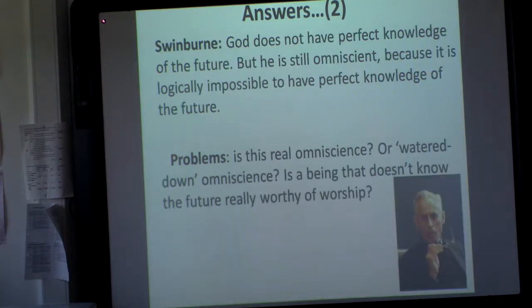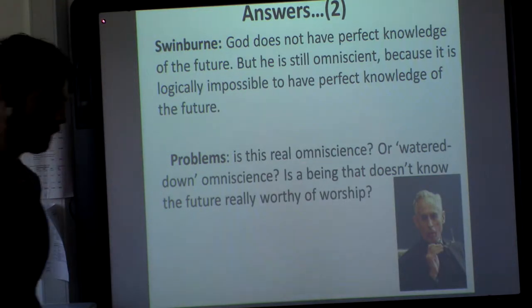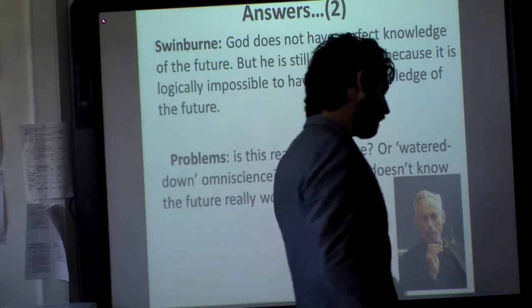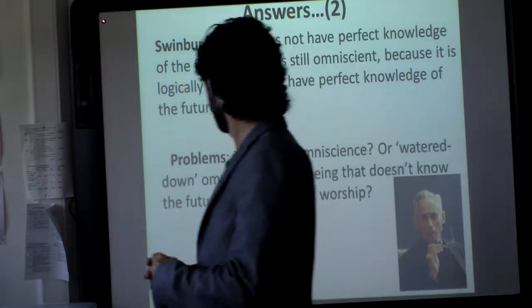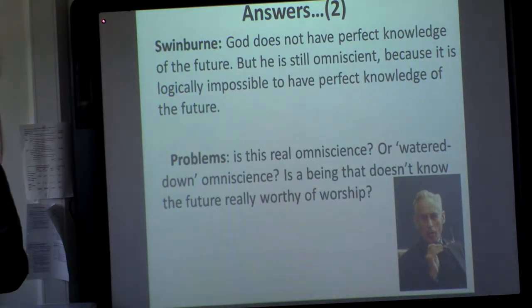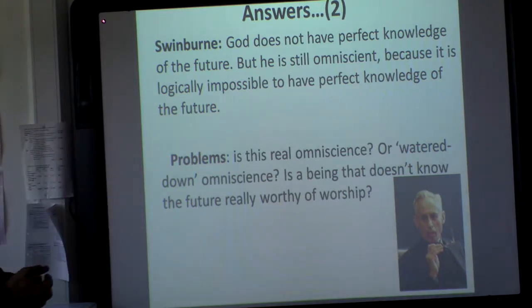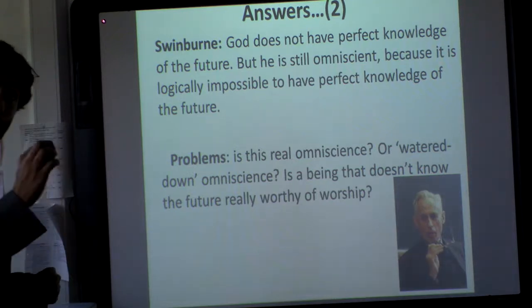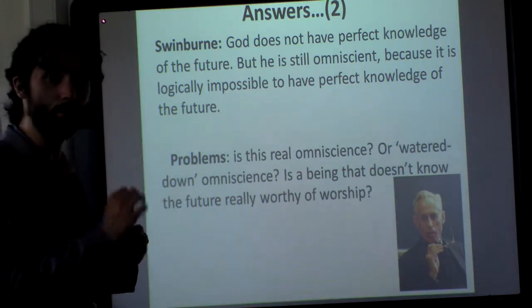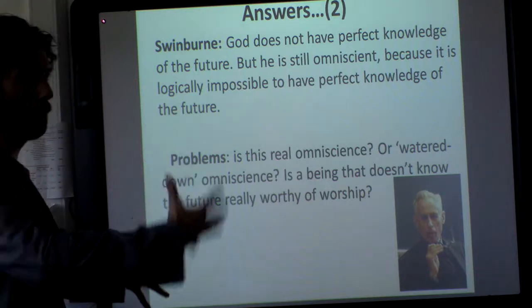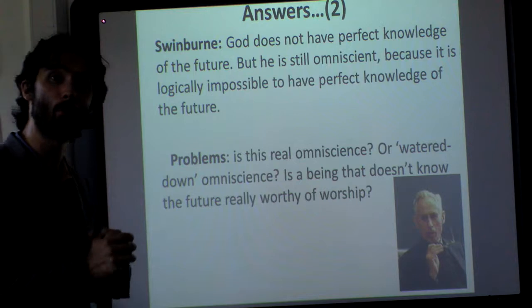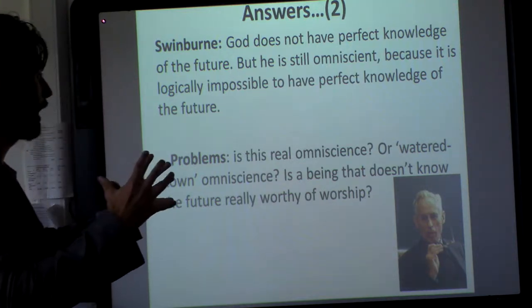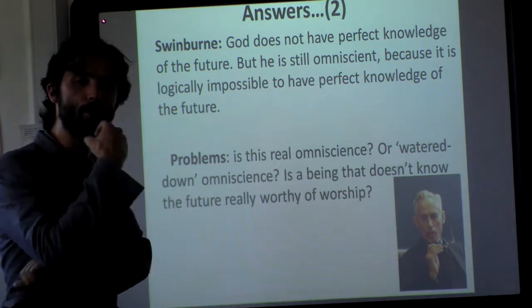Another proposed solution to the problem of omniscience and free will is Richard Swinburne's solution. Richard Swinburne is a Christian philosopher, and he says this. God actually doesn't have perfect knowledge of the future. He has very reliable knowledge of what's going to happen in the future, but it's not perfect. He can't be absolutely certain, because the future doesn't exist yet. God is in time, so he doesn't agree with Boethius. God is definitely in time, according to Swinburne. So God can't know for sure what we're going to do in the future.